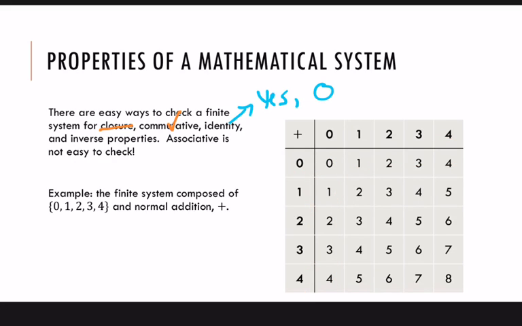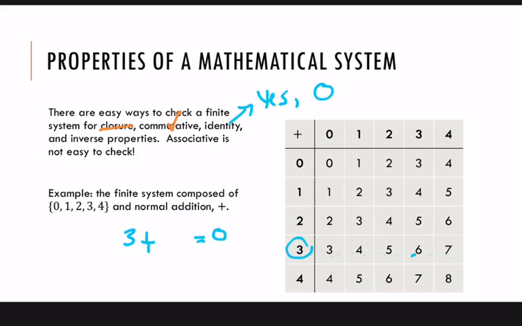Inverse properties. Notice what we did for the ones before. We had to look for that identity property as an answer and then see what we had to add to it to get the identity. So here, if I wanted to find, for example, the inverse of 3, then I'm asking 3 plus what equals 0? I would scan that row and look for a 0, and there is no 0. I don't see one in there. So that means that 3 does not have an inverse in this system.